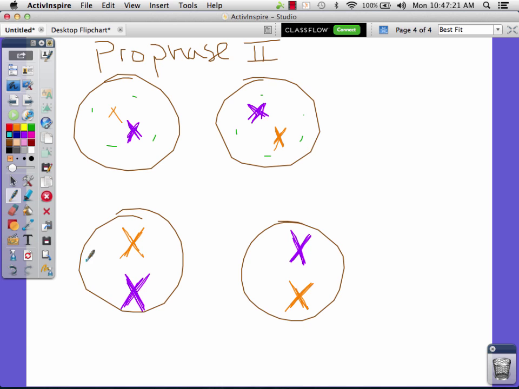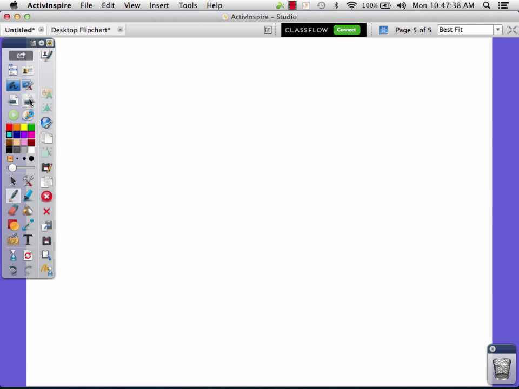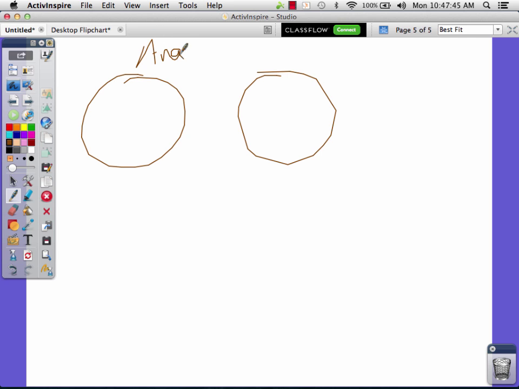Remember we had said the last time that we've got these centrosomes, and what they do is they just grab onto these chromosomes. Okay, and this is metaphase 2. Alright, after that we just continue doing the same thing. Okay, this is going to be anaphase. Anaphase 2.